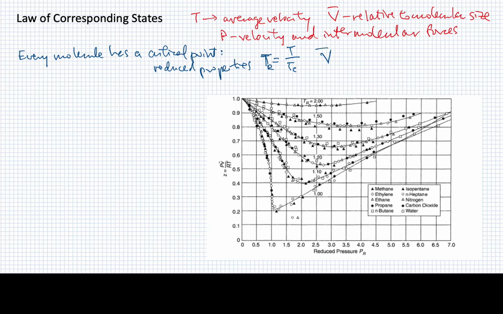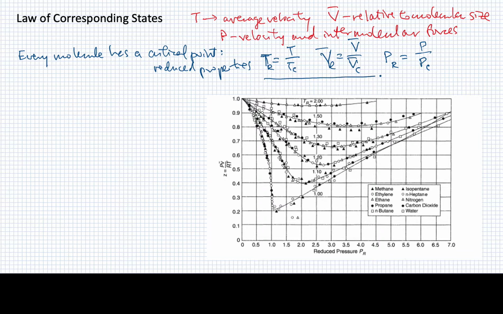The molar volume in the reduced scale would be the actual molar volume divided by the critical molar volume. So again, we're using the critical value as sort of a size scale that will help us moderate this. And the reduced pressure would simply be the actual pressure divided by the critical pressure.